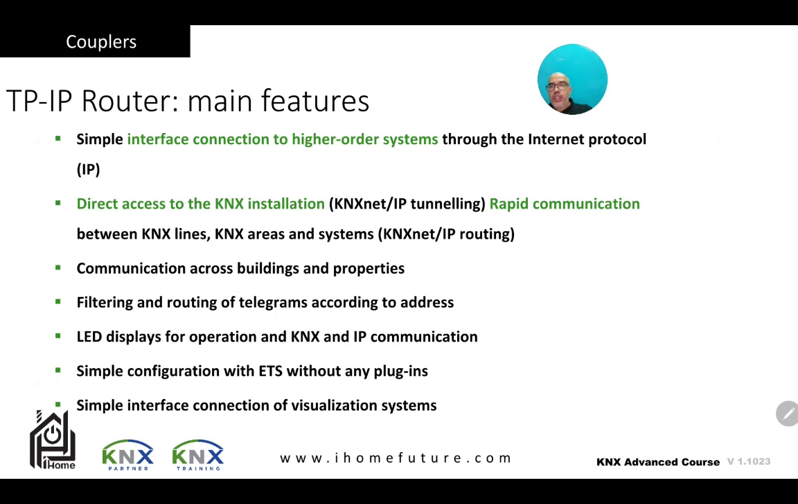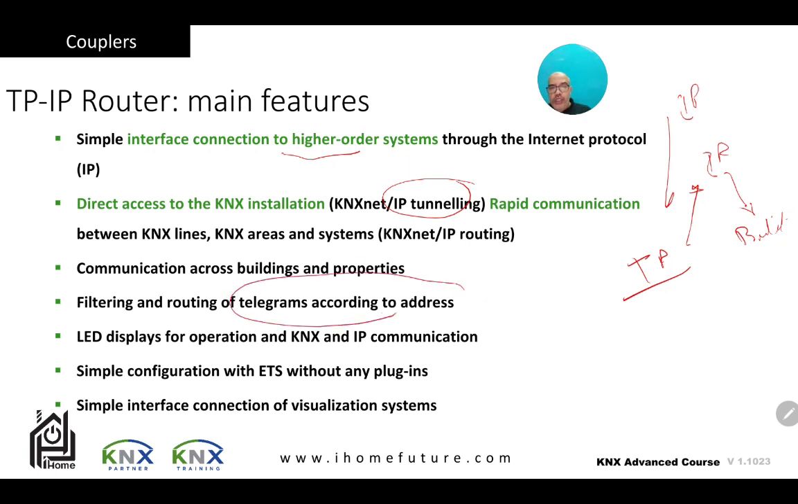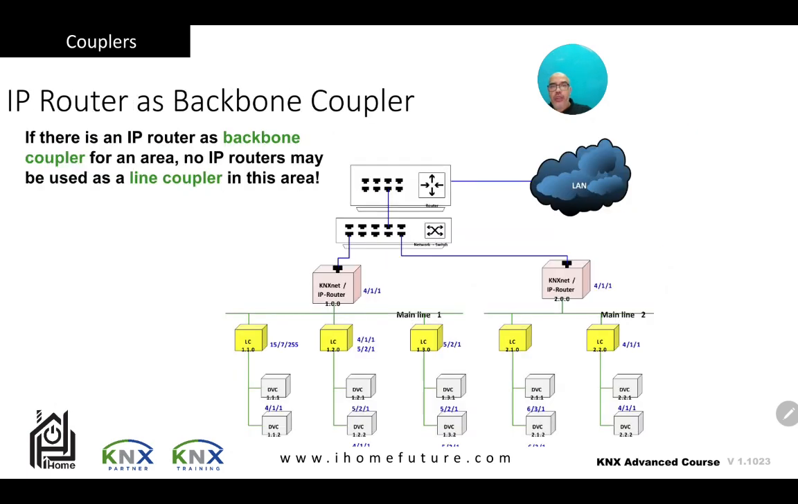But why should I use a TP IP router? Many reasons. I can use it as an interface. I can use it to connect my TP system to IP systems. Then I can connect among buildings. I can use it to access my TP system via the IP network, so it's tunneling. And of course I can use it to filter traffic, because traffic will also be filtered via the IP router. How can I connect them?